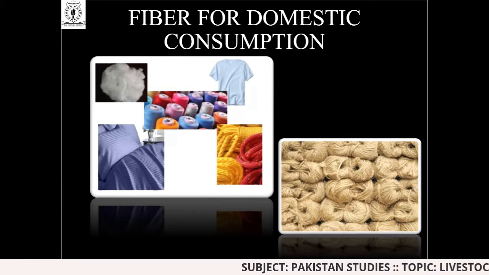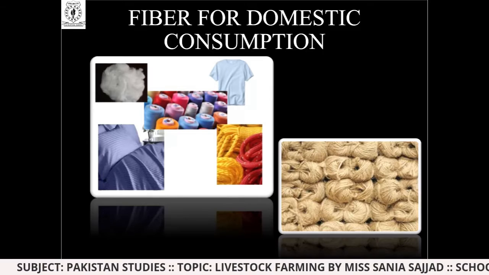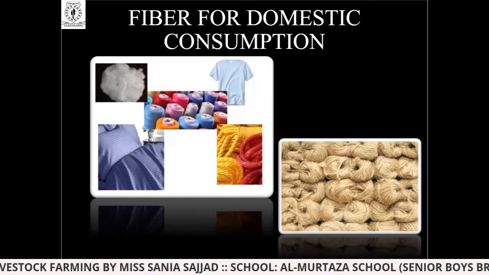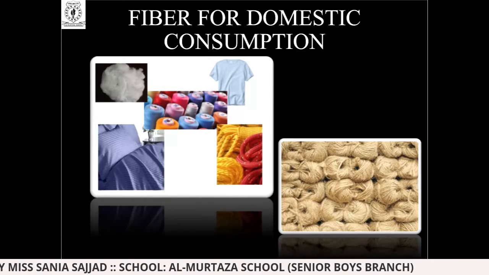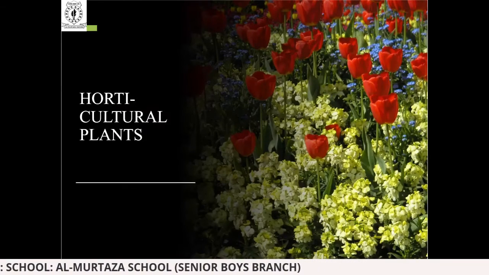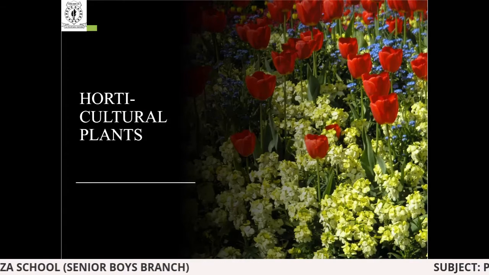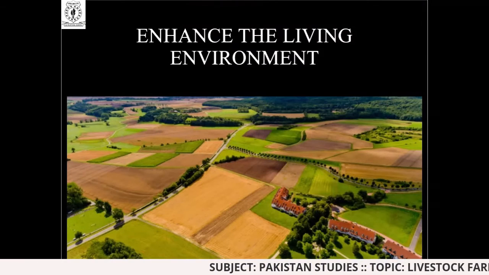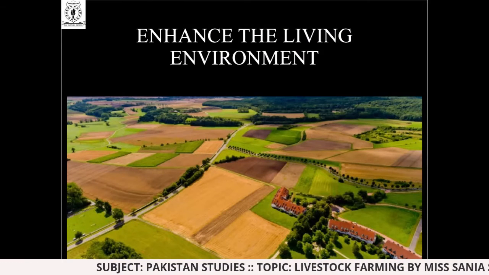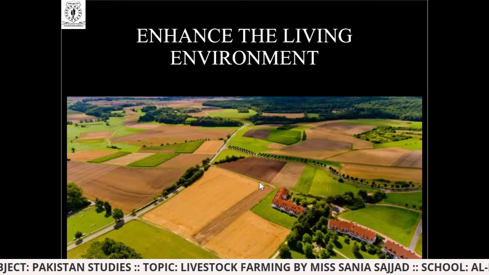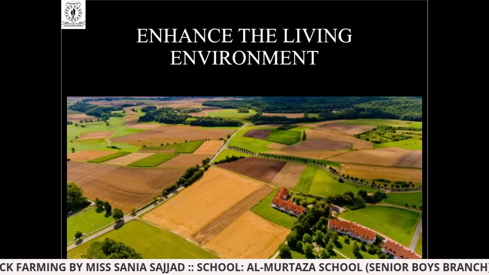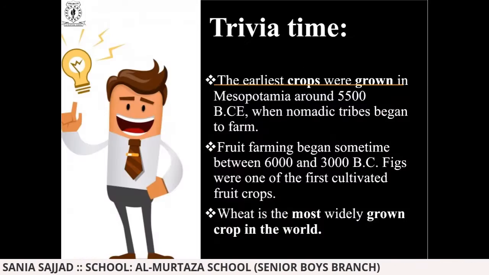Then the fiber which you're using for domestic consumption, it means that obviously cotton is a crop as well. And through cotton, we can make bed sheets, t-shirts, and clothes, which we utilize for our own needs. Then horticultural plants are also used to enhance beauty. And then enhancing the living environment, obviously, it does enhance the living environment as well. It makes the environment beautiful for you to live in.